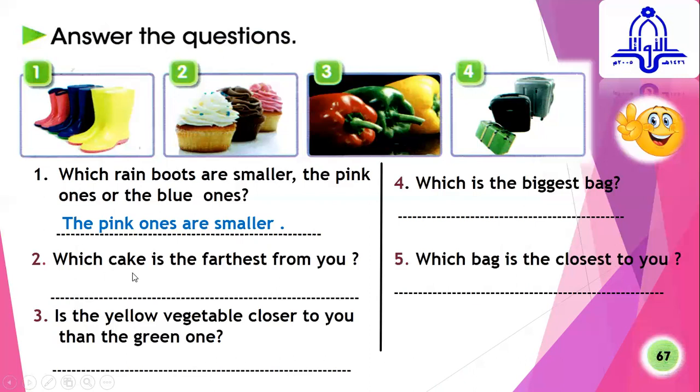Number 2, according to picture 2, which cake is the farthest from you? Which cake, أي كيكة, is the farthest, الأبعد, from you? This is superlative, the farthest. أي قطعة كيك هي الأبعد بالنسبة لك في الصورة. So the answer will be the pink one, هي الكيكة الوردية, is the farthest from me. هي الأبعد بالنسبة لي. You بلا me.